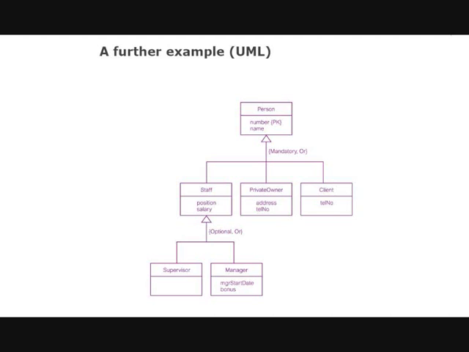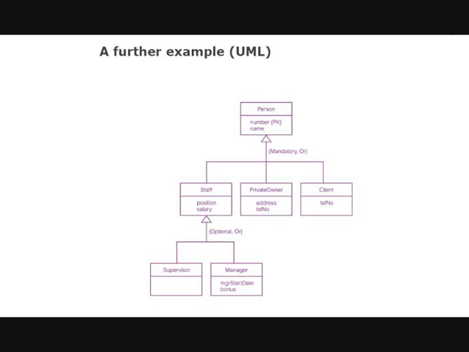Now, that we say is mandatory, so that means that a person must either be a staff, a private owner, or a client, one of the three. And we say "or", so they are distinct categories, it's disjoint. So it either is a staff, or a private owner, or a client, but it cannot fall into more than one subcategory. Okay? And then for staff, I define a hierarchy, which is a supervisor and a manager.